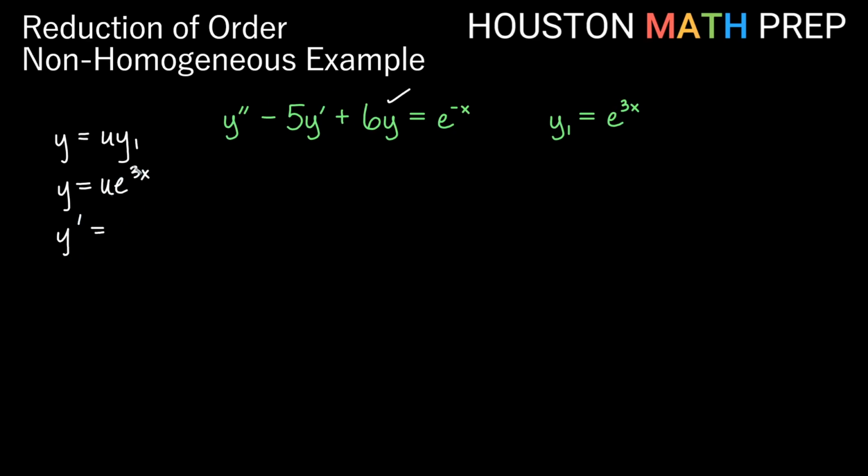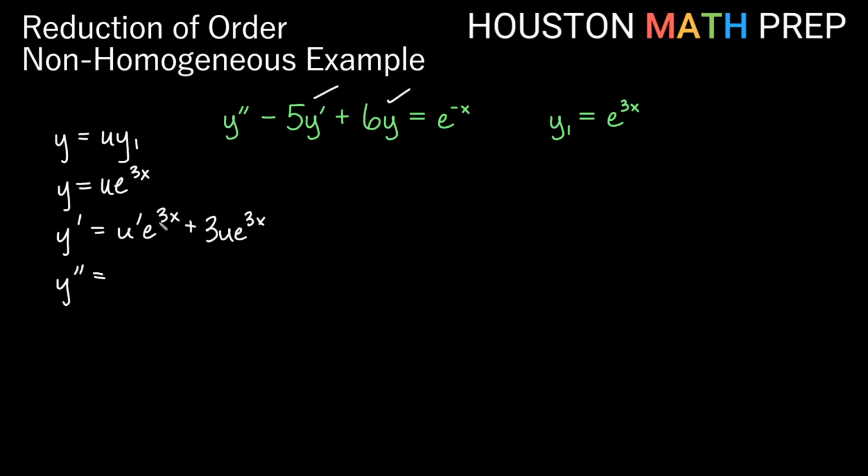So y prime, as a product rule here, is a function of x times another function of x. We'll get u prime e to the 3x plus the derivative of the other, so we'll say 3u e to the 3x. So that's our product rule there, which gives us y prime. Now we'll need to take the derivative of this again to get our y double prime. Now remember, each of these is going to be a product rule, right? So a few more steps here.